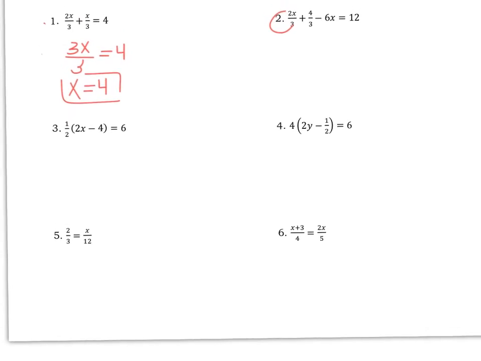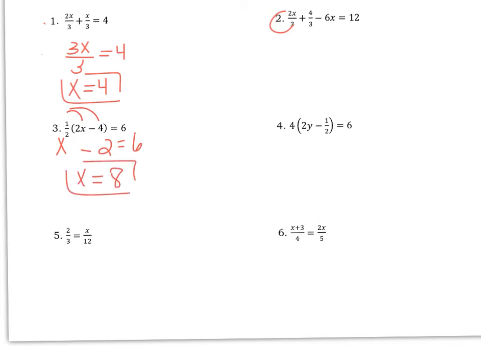You can either distribute fractions and do fraction math in your head. So 1/2 times 2x, that's just going to be 2x over 2. And 1/2 times -4, that's -4 over 2. And then you could simplify all of that. So 2x over 2 is just x, and -4 over 2 is -2. And that equals 6. So now add 2 to the other side.